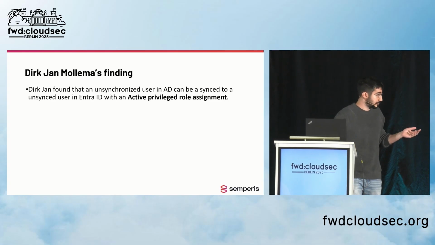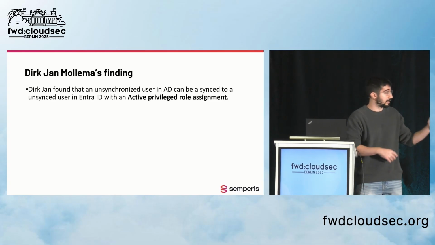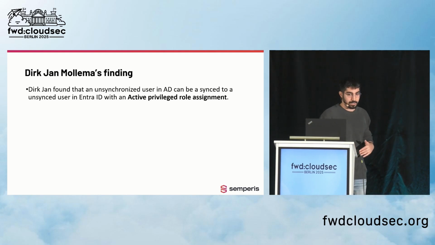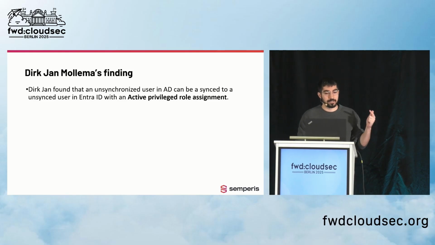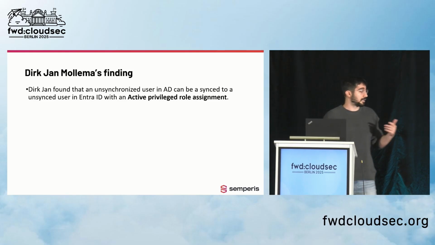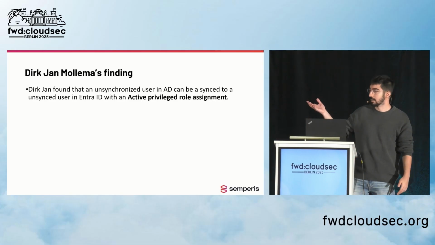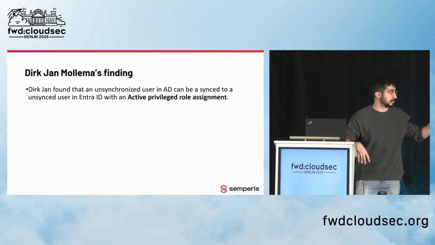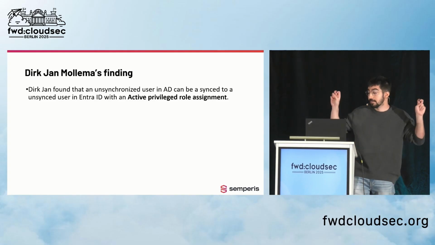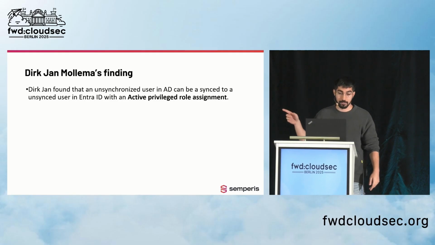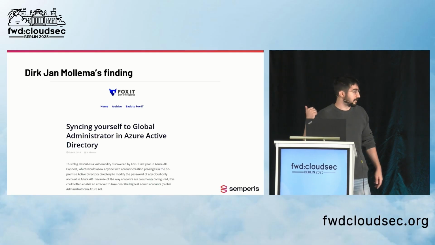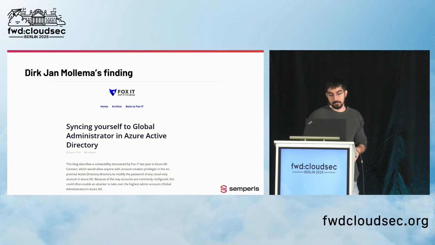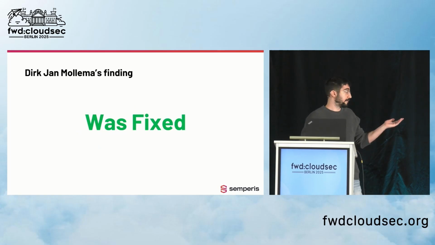So what's the attack? I have to give credit to Dirk-jan, who is the first person who found this attack. He found that an unsynced user in AD can be synced to an unsynced user in Entra ID with an active privileged role. That means if we have a user in Entra ID with a privileged role that was never synced, we can match it with an unsynced user in AD, and then we can take over the user with the active privileged role. He published it in his research, "Syncing Yourself to Global Administrator in Azure Active Directory." Amazing research. And it was fixed, okay?